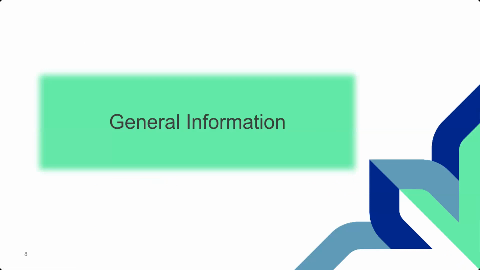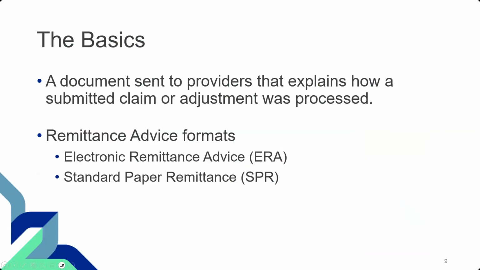So let's talk a little about remittance advices. A remittance advice is a document that's sent to providers and it explains how a submitted claim or an adjustment has processed. There are 2 ways that a remittance advice can be delivered. It can be provided in an electronic format or a paper format that is referred to as a standard paper remittance. The 2 formats are arranged differently, and there is data that appears on the ERA that is not available in the paper format.